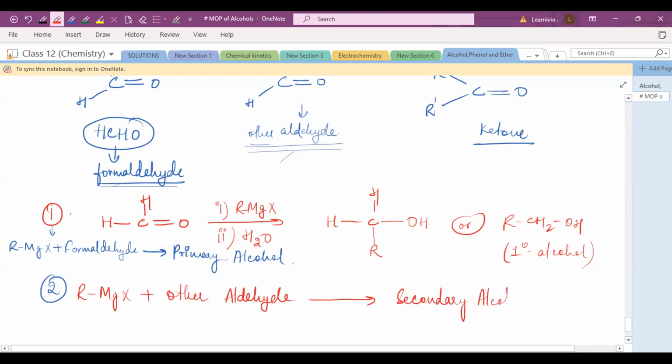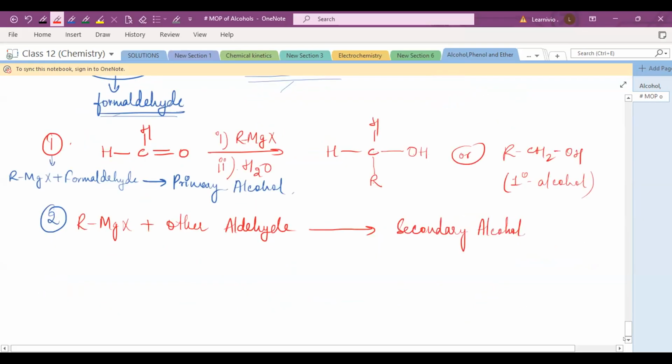Secondary alcohol. Okay, let's see. कैसे secondary alcohol आपको मिल रहा है. So suppose we have your R and this is your H. This is your RCH, other aldehyde, and O here, right? And when you treat it with, and because you are taking the R over here, तो आप Grignard reagent में R dash लिखना, R dash MgX, and in the second step, water.